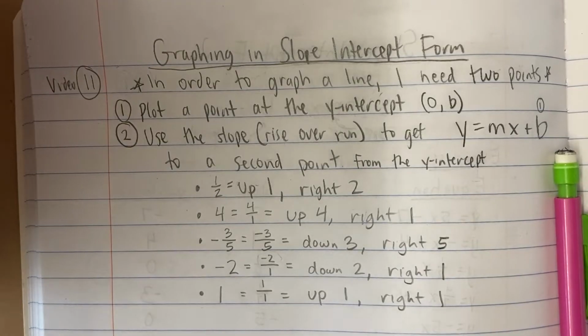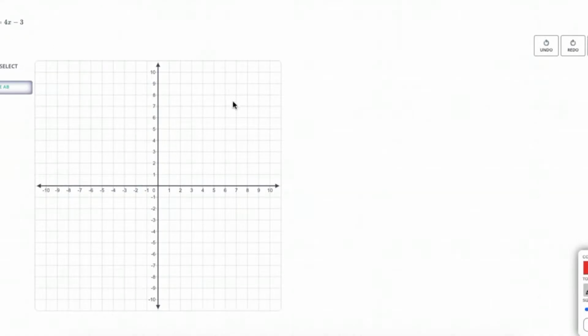problems right in Edge Elastic. Okay, let's take a look at this problem in Edge Elastic. Y equals 4x minus 3. So the first thing I'm thinking is I'm going to take my line and start at 0, -3. So I'm going to put my point at 0, -3. So that's my first step.